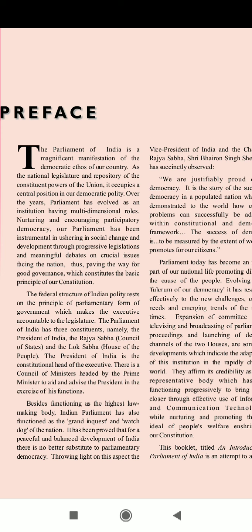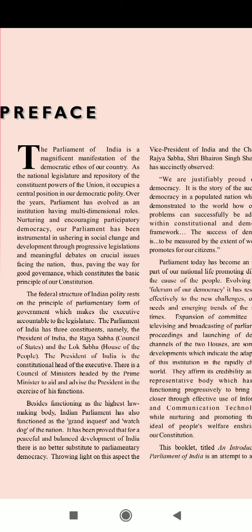So, we know that it occupies the center position of the democratic polity. It is very important because it has always given the solution suggestions and the guidelines that are going to help provide the good governance of our country. As the national legislature and repository of the constituent powers of the Union, as I told, it occupies the central position in our democratic polity.